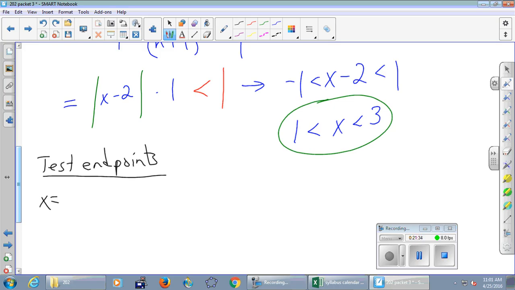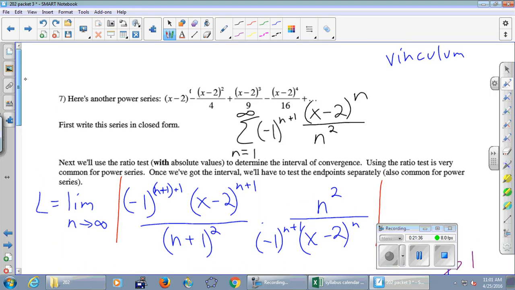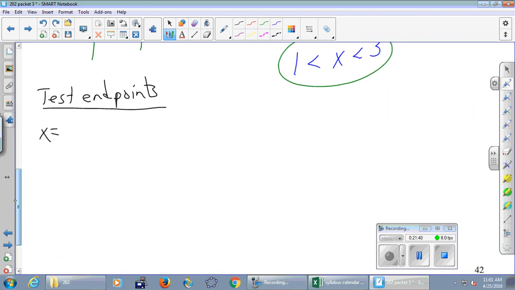Let's see, what do we want to start with here? Let's start with x equals 3. So what we're going to do is go all the way back to the original series, all the way at the top of the page, and just plug x equals 3 in and write out a few terms and see what the series looks like.